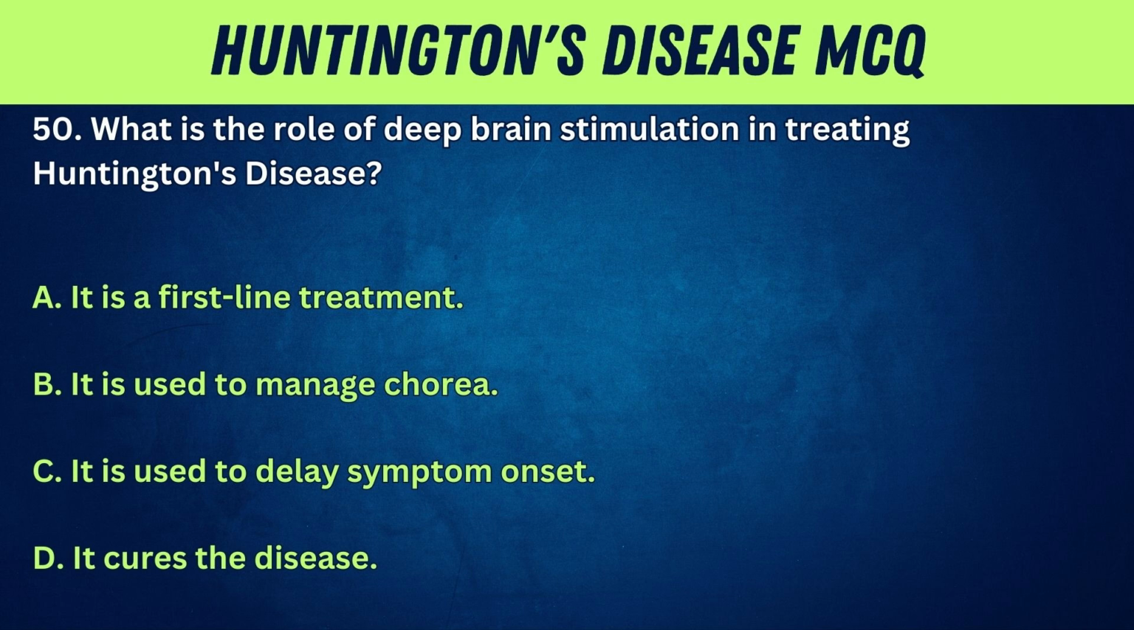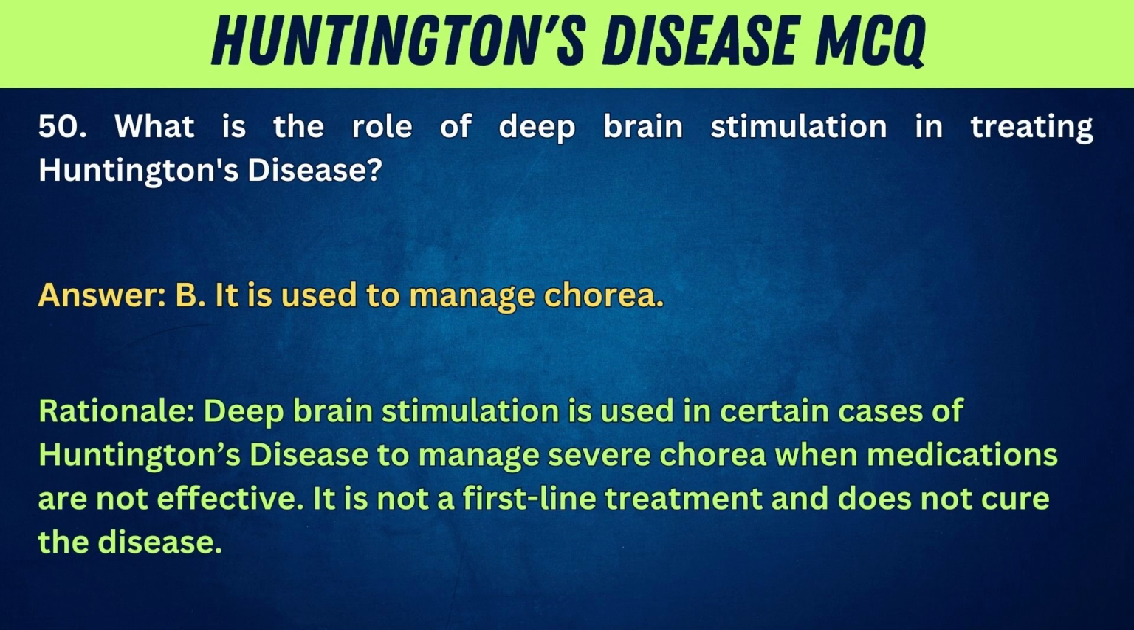50. What is the role of deep brain stimulation in treating Huntington's disease? A. It is a first-line treatment. B. It is used to manage chorea. C. It is used to delay symptom onset. D. It cures the disease. Answer: B. It is used to manage chorea. Rationale: deep brain stimulation is used in certain cases of Huntington's disease to manage severe chorea when medications are not effective. It is not a first-line treatment and does not cure the disease.